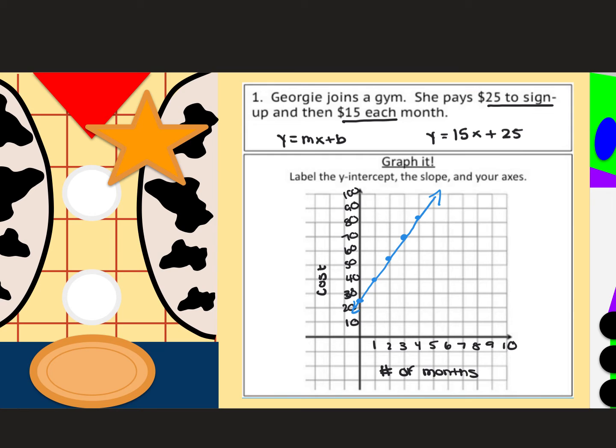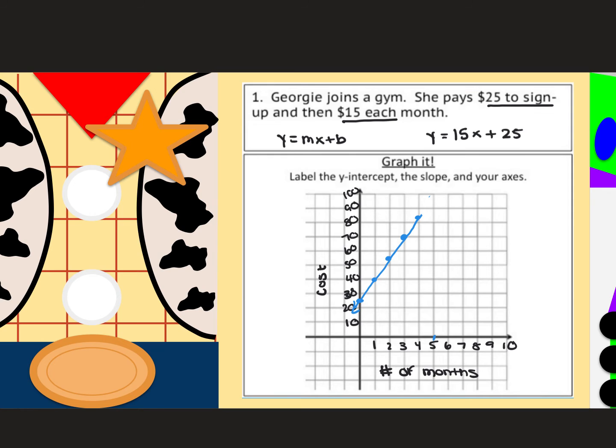So now it says, how much will Georgie have paid if she used the gym for 5 months? So if we're looking at 5 months, how much would Georgie have paid? All right, so we kind of stopped there when we look at the 5-month mark. We stopped there when it came to the graph because we didn't go up anymore, but we definitely could have. So if we take our graph a little further, I'm just going to erase this part here.